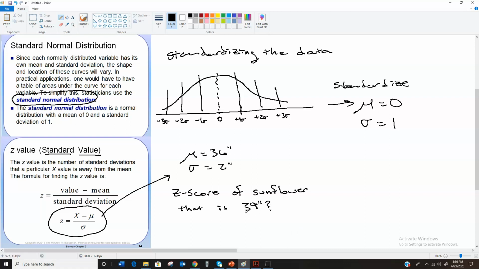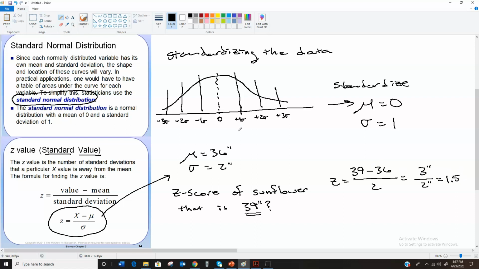Well, the 39 inches is your x. That's the value that you're actually looking at. So in order to find the z value, we would say z equals 39, because that's our value that we're looking at. Then we subtract the mean, so the mean was 36, and then we divide by the standard deviation. So we're saying this sunflower is 3 inches above average when a standard deviation is 2 inches, and so it is 1.5 standard deviations above average.